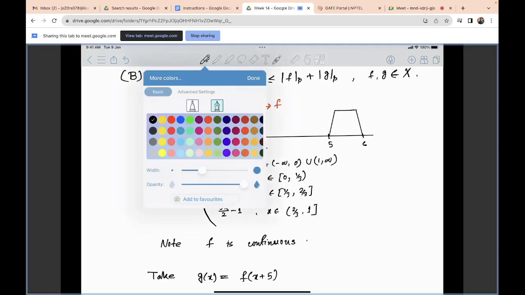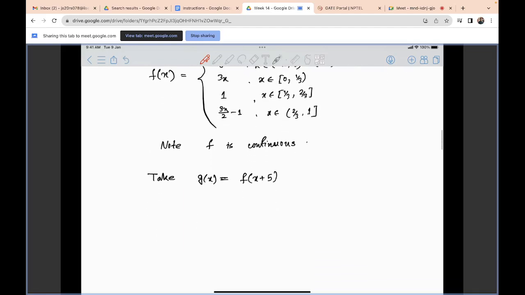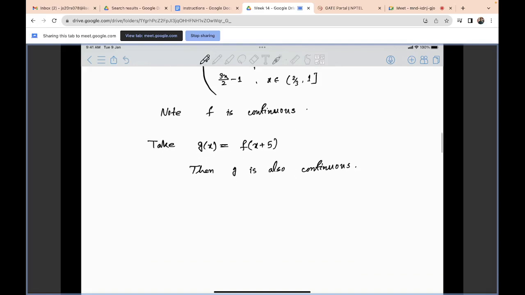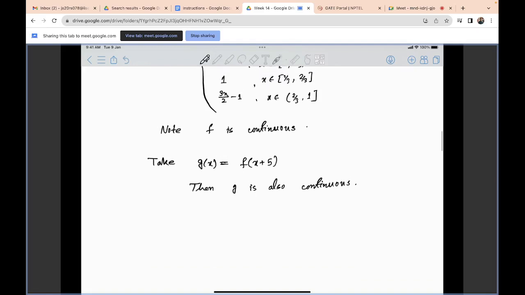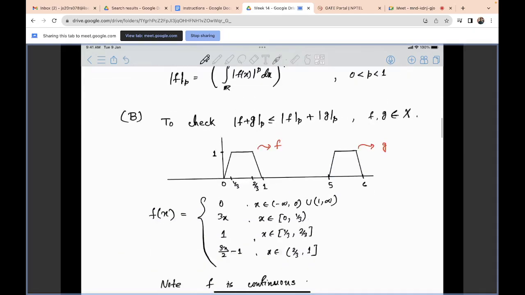So this is g. g is basically a shift of f by 5. Then g is also continuous. Now we have to check that these belong to this class X, so you have to check that this norm is finite.